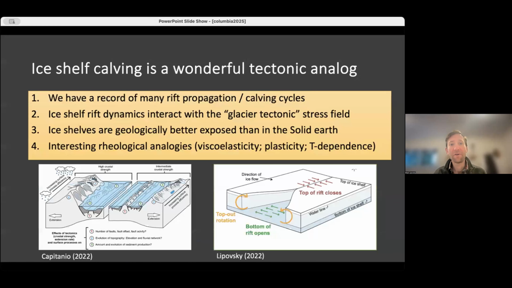Okay, ice shelf calving is a wonderful tectonic analogy. So some of the things I'll look into here are that we have many highly repeatable cycles of rift propagation. We have ice shelf rift dynamics that interact with what we can call the glacier stress field, or the glacier tectonic stress field, if we want to make an analogy. The ice shelves are much more, in a geological sense, better exposed. You can just see more of what's going on, I think, very easily. And there's interesting rheological analogies, including viscoelasticity, plasticity, nonlinear plasticity, temperature dependence.